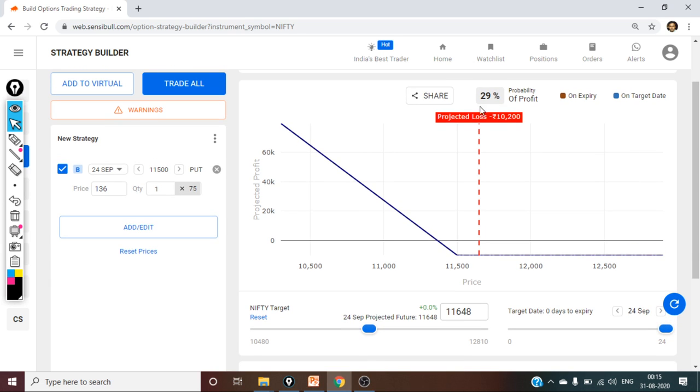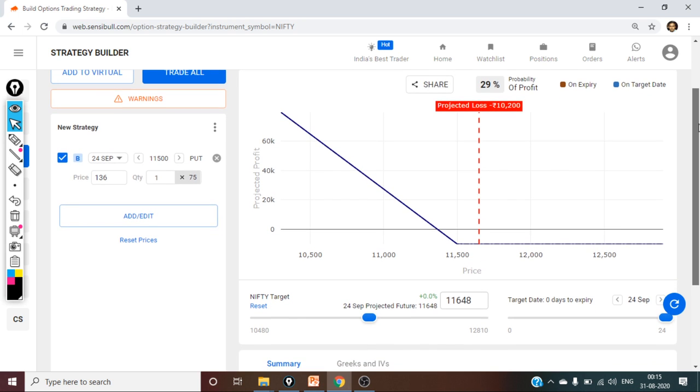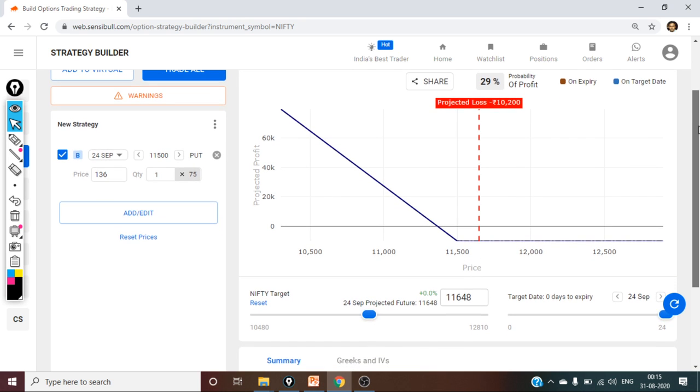The probability of profit, which the software calculated on the basis of the delta and implied volatility, is 29%. That means according to the delta of the option, we actually buy a put option of 0.29 delta, so the probability is 29%. That means there is a 29% probability that this option can be in the money, and there is a near about 71% probability that this 11,500 strike put option will expire worthless. That means you are going to lose money.